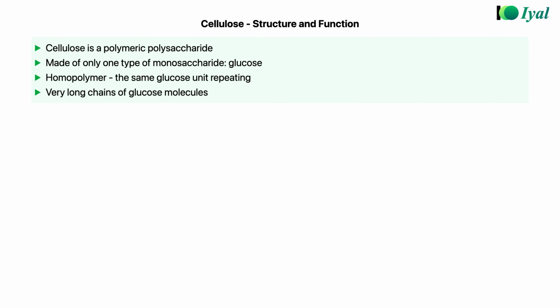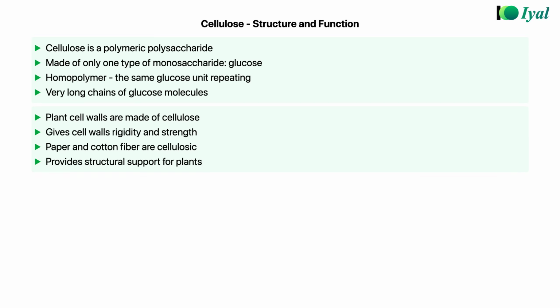Let's look at a specific polysaccharide, cellulose. Cellulose is a perfect example of a homopolymer. It's made of only one type of monosaccharide, glucose. Just glucose, glucose, glucose, repeated over and over in a long chain. The chains are so long they form a major structural component. Plant cell walls are made of cellulose. That's what gives plant cells their rigid structure. That's why a carrot is crunchy, why plant stems are stiff.